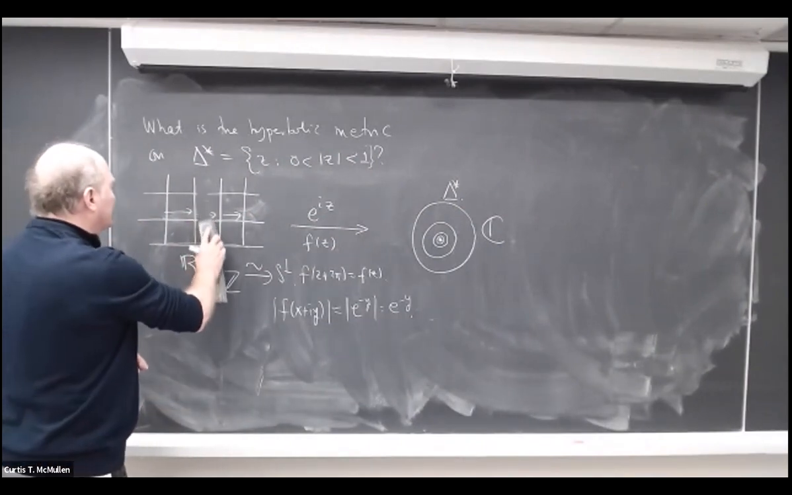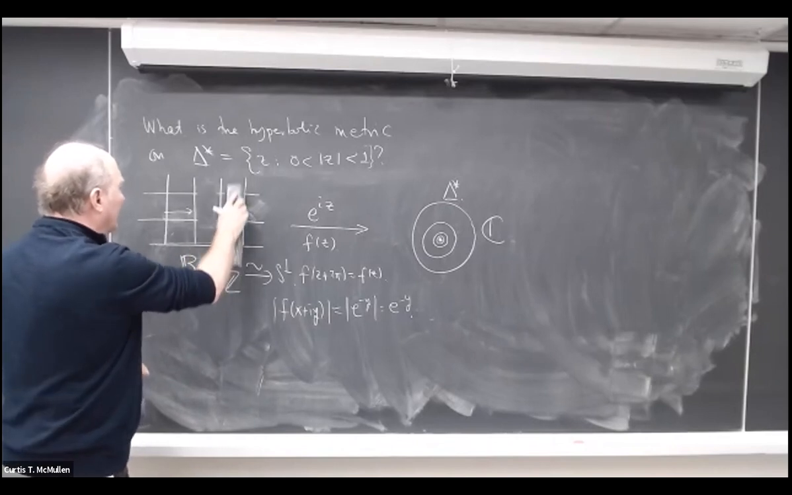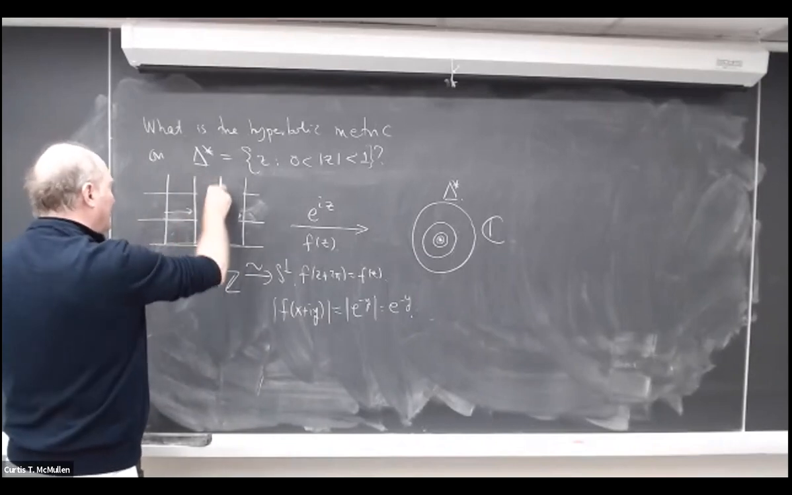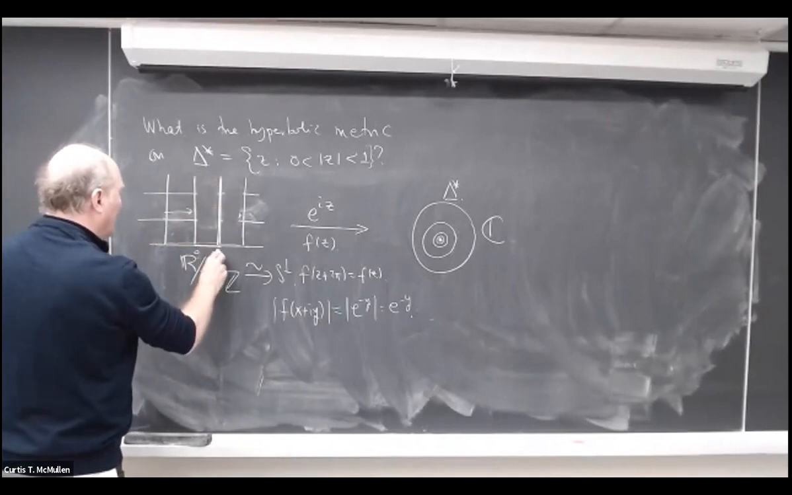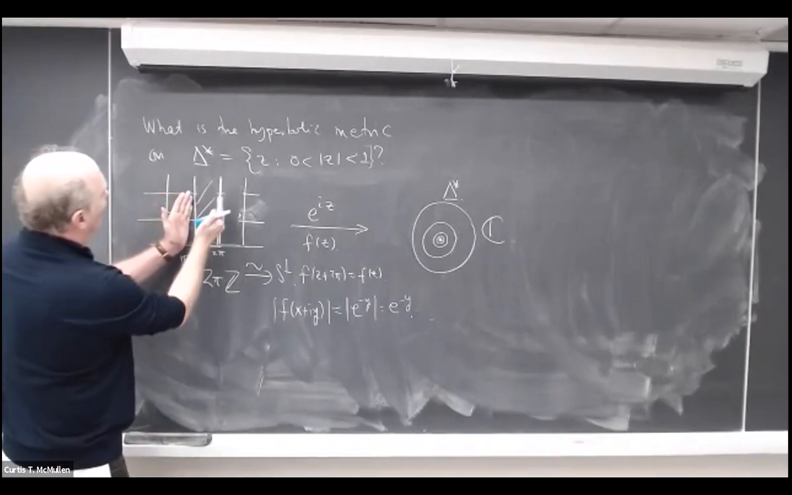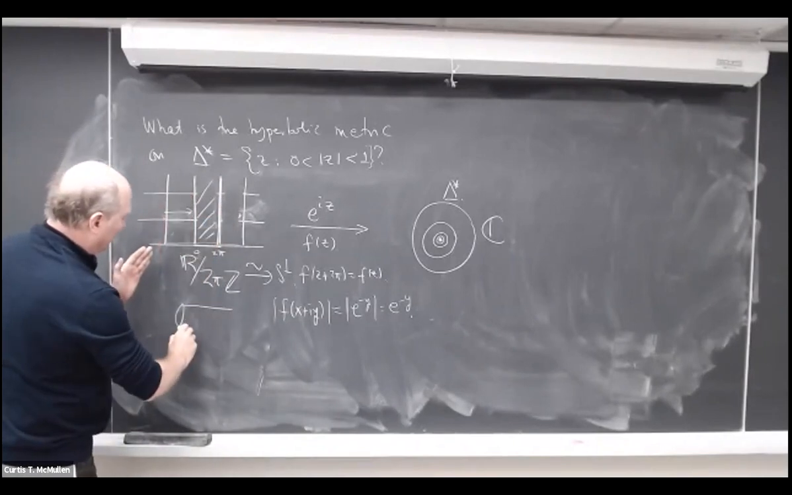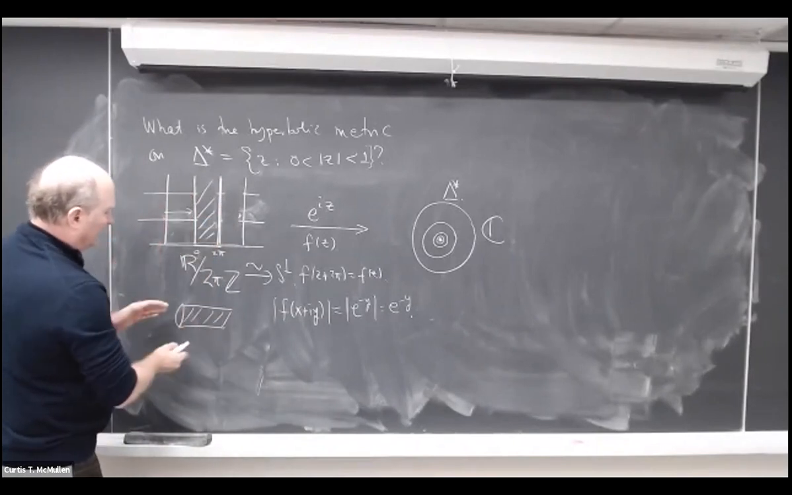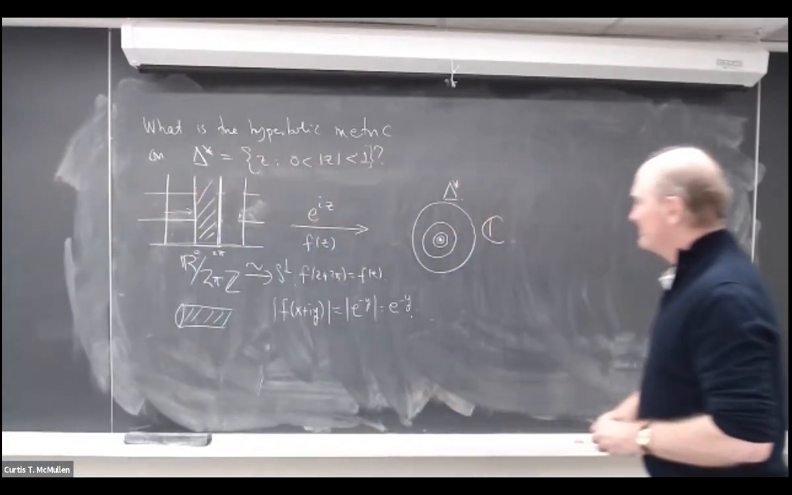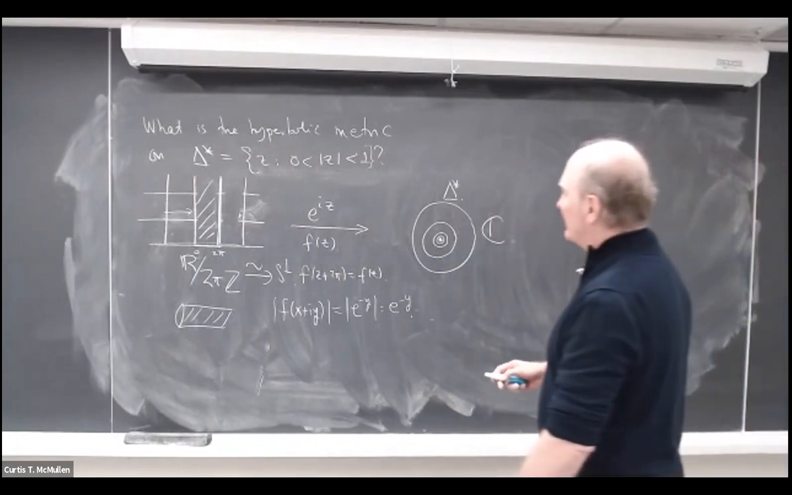Before I do that, let me just emphasize that what this mapping is telling us is that if you take this strip in the upper half plane that goes between 0 and 2 pi, this is a strip we've seen before, and you just glue one edge to the other, then you get a Riemann surface abstractly. It looks like an infinite cylinder, a half infinite cylinder, and that Riemann surface is isomorphic to the punctured disk. Okay, so what's its hyperbolic metric?